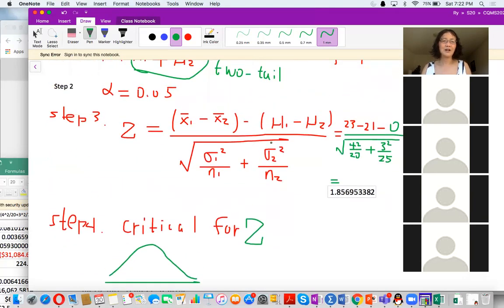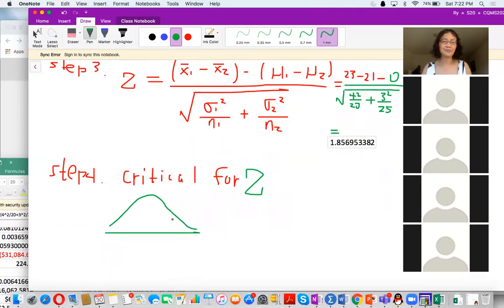So alpha 0.05 means this is half alpha. The left tail is half alpha. And this is another half alpha. Okay, so when this is a half alpha, it is 0.025.